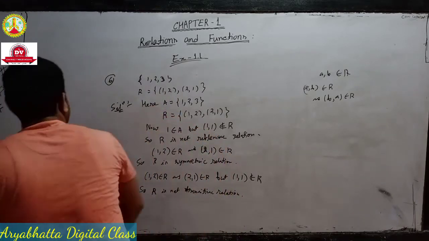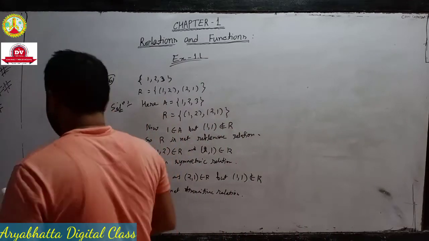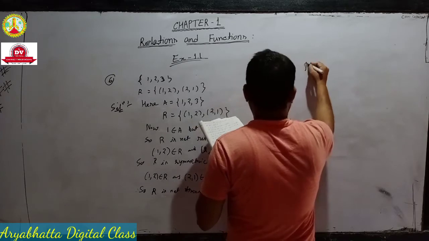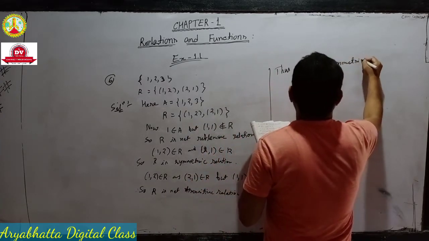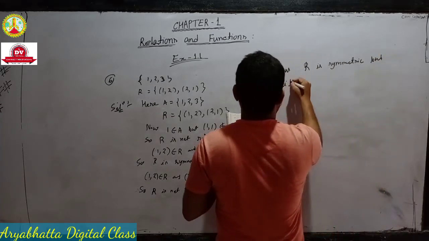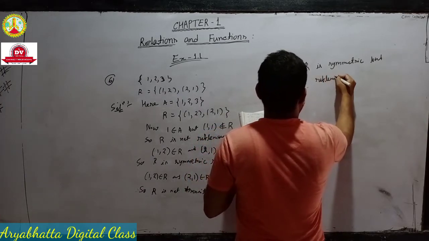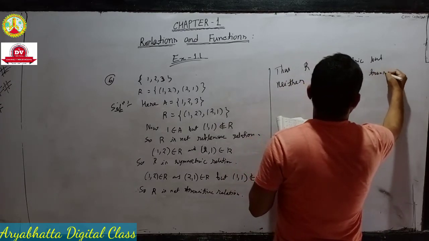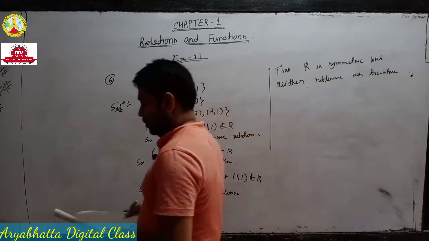Thus we can say that R is symmetric, but neither reflexive nor transitive. This is the required answer.